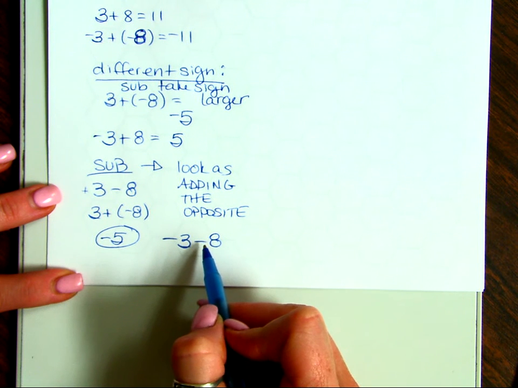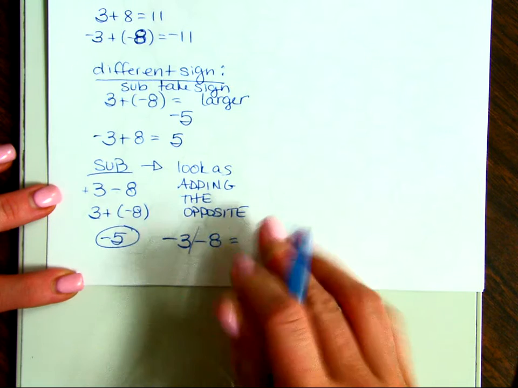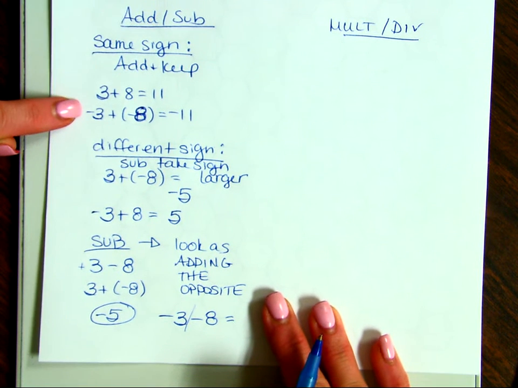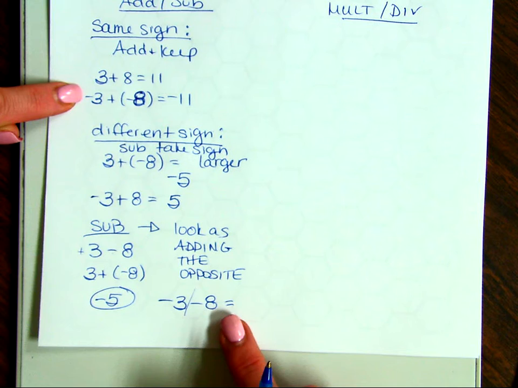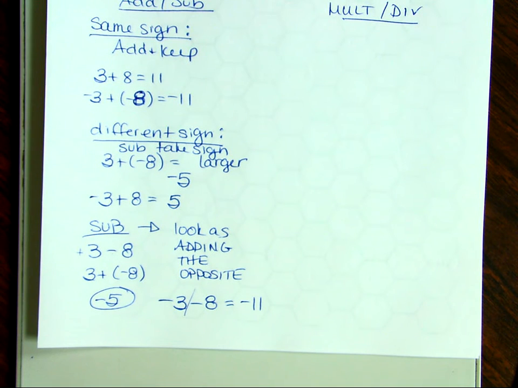The 8 is also a negative, because that's not a subtraction sign, that's a negative 8. So then this rule applies: add and keep. This problem is the exact same problem as this problem. So this is negative 11. That's your real quick review with adding and subtracting integers.